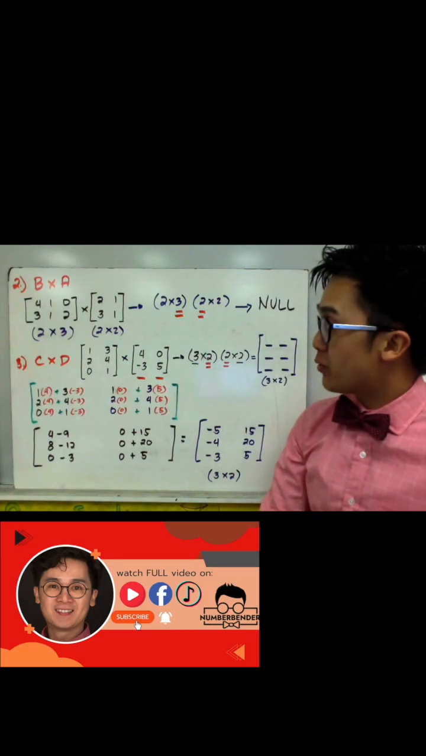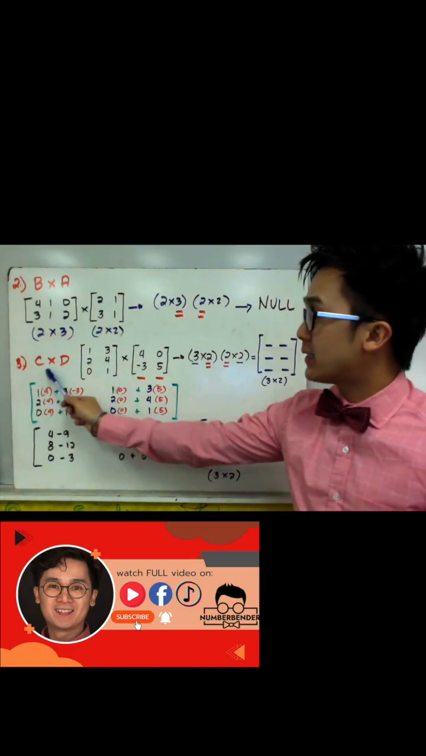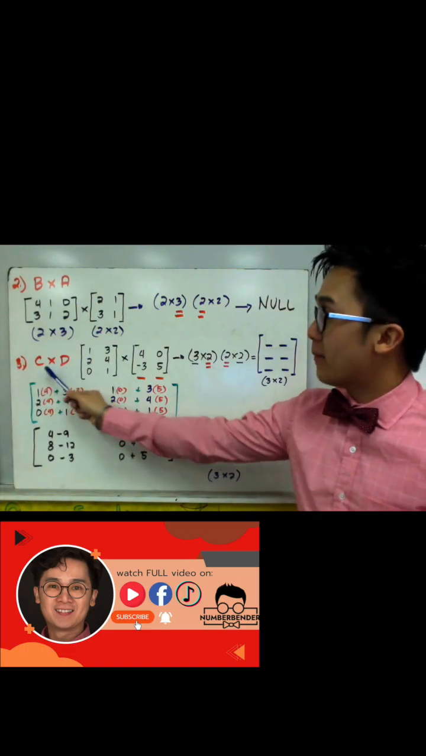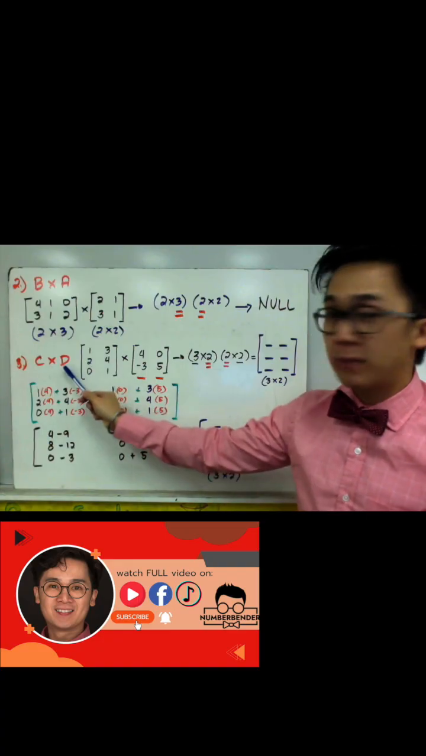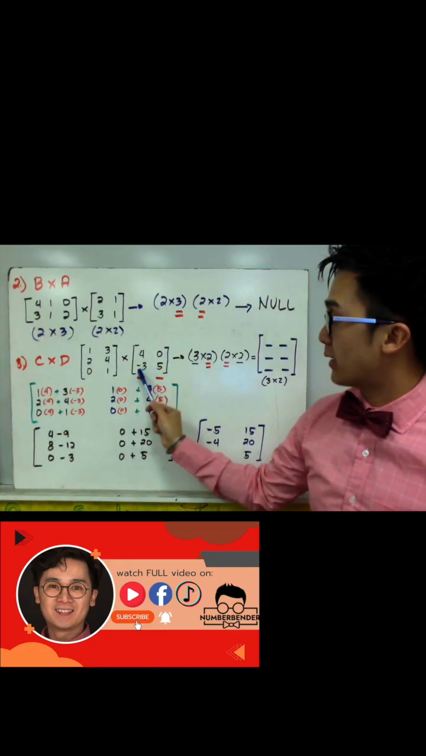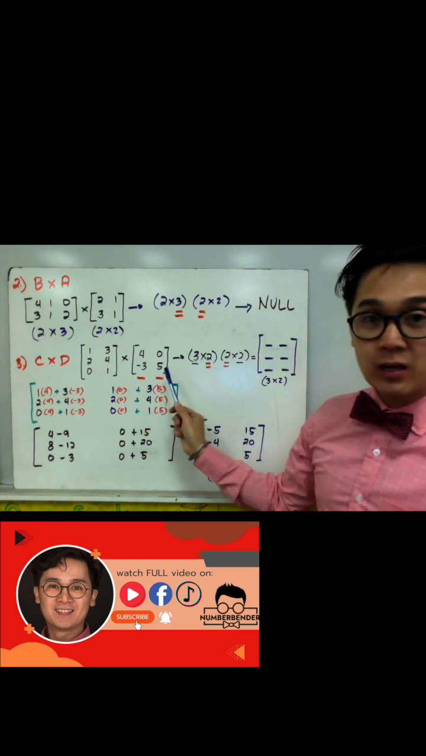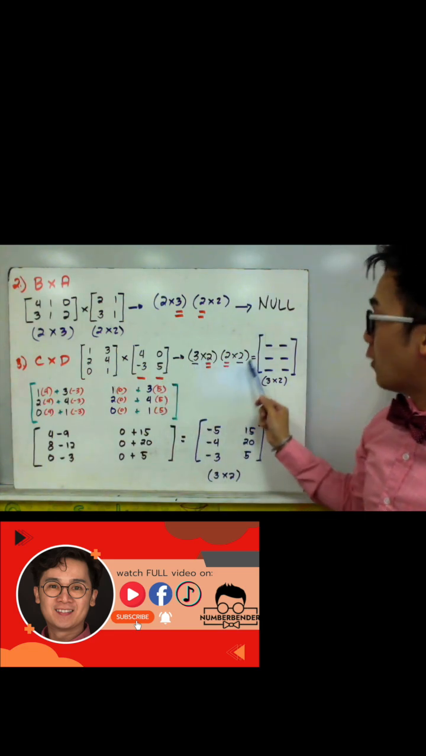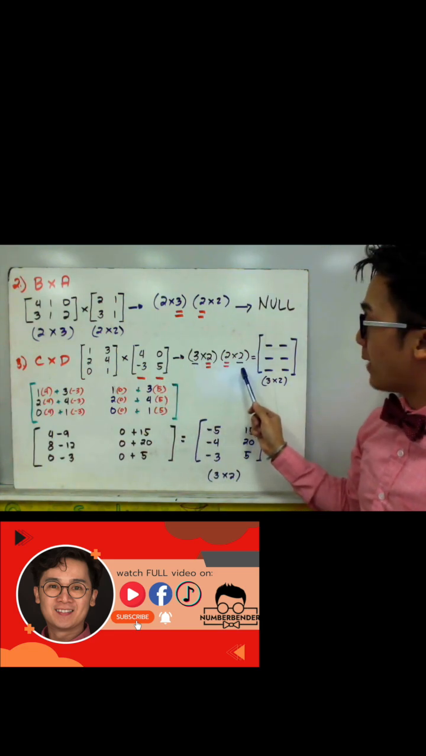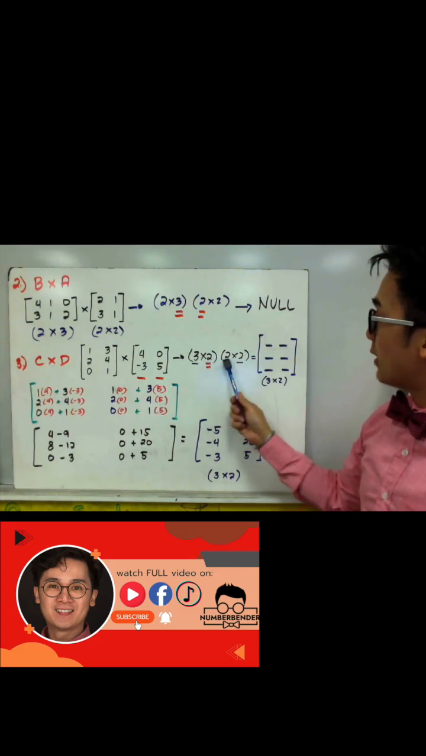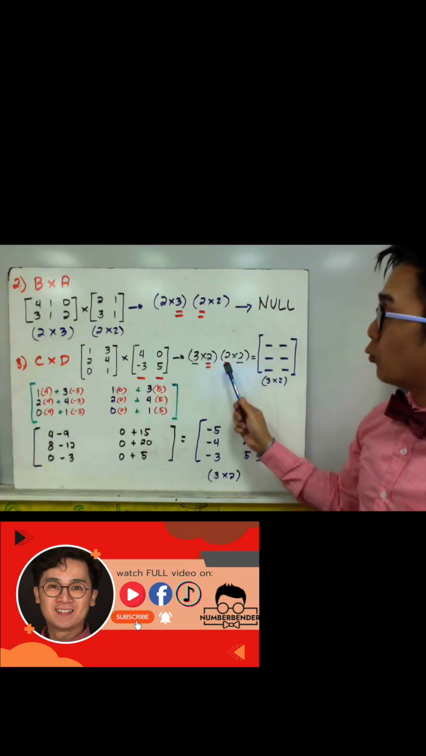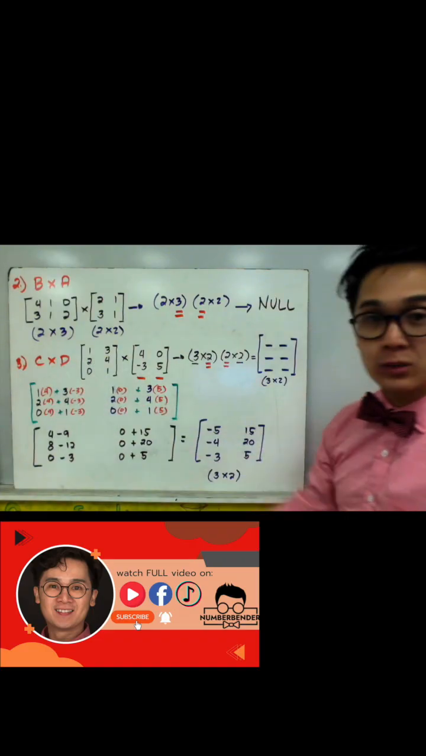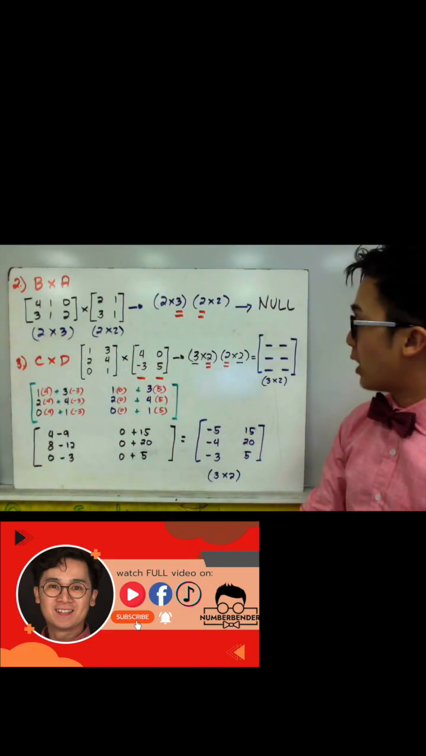Now for number 3, multiplying C times D, wherein matrix C is 1, 3, 2, 4, 0, 1, and matrix D is 4, 0, negative 3, and 5. Writing their orders side by side to verify if we can multiply them gives us the same numerical value for the inner parentheses. That means we can combine C and D by multiplication, so we can proceed with our process.